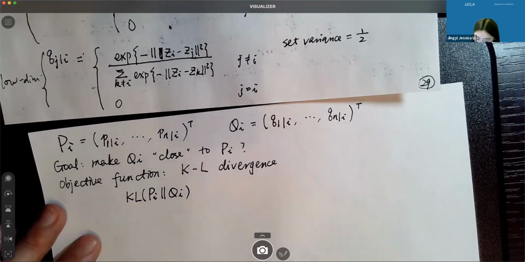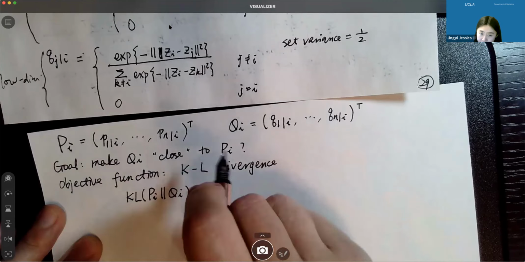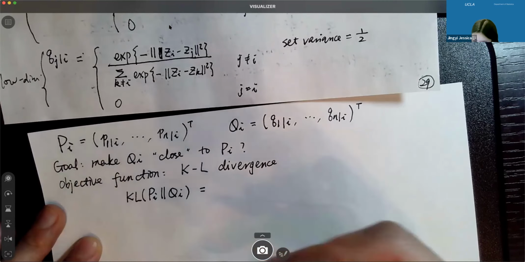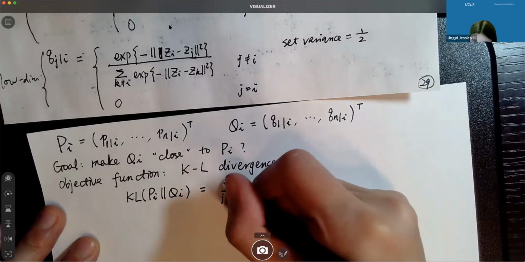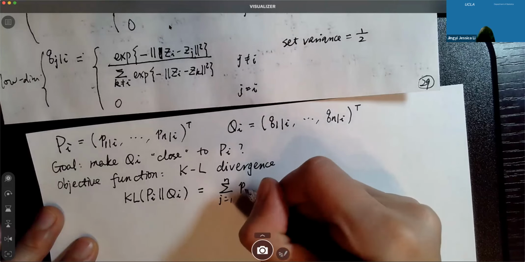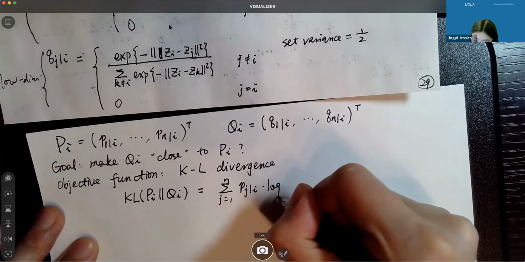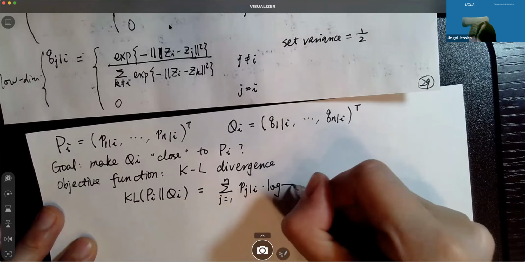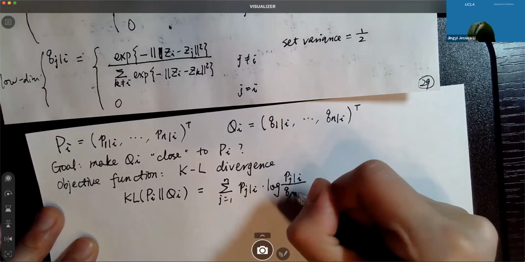So usually we use the double vertical bar to separate P_i and Q_i. So this is defined for all the elements, the probabilities. Here we have n elements. So we let the j go from 1 to n. And it's defined as the sum of p_j given i times the log of p_j given i divided by q_j given i.